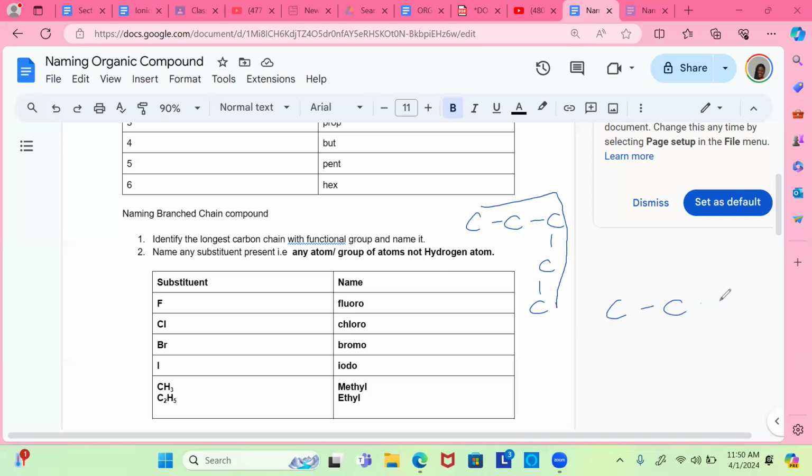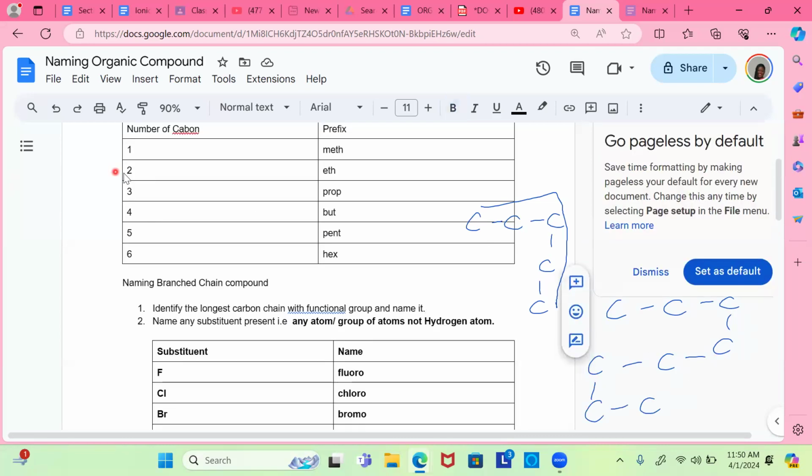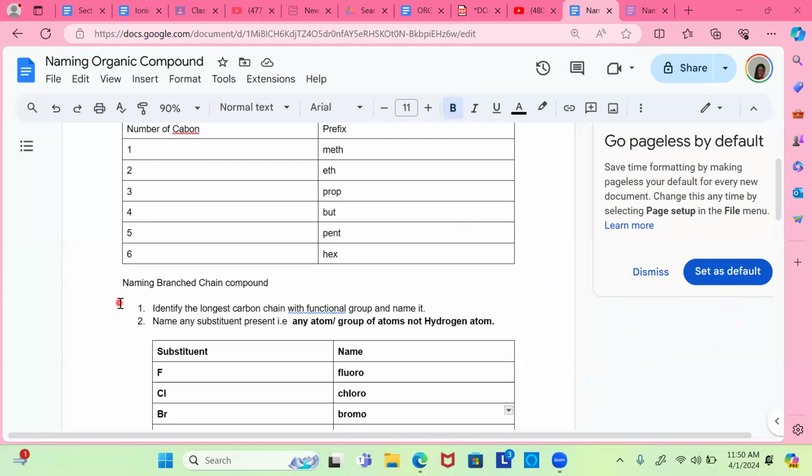And if we had all carbons like this, it is also a straight chain compound, because when I'm counting, I don't lift my finger to count all the carbons. I can count all 1, 2, 3, 4, 5, 6, 7, 8 without lifting my finger. So those are still straight chain compounds.